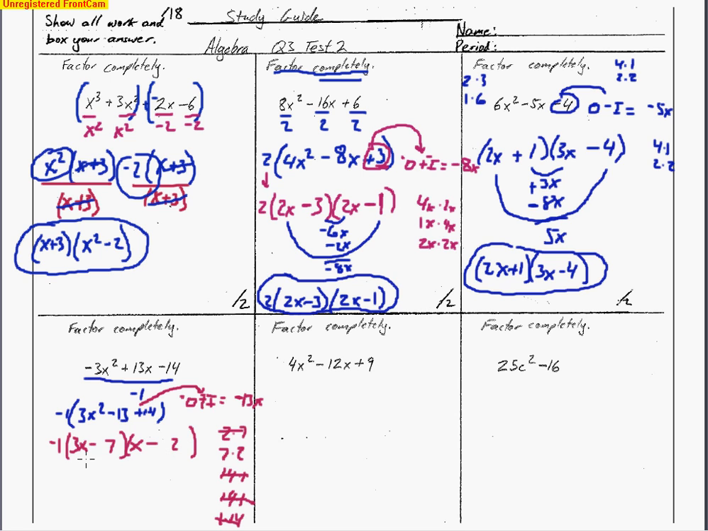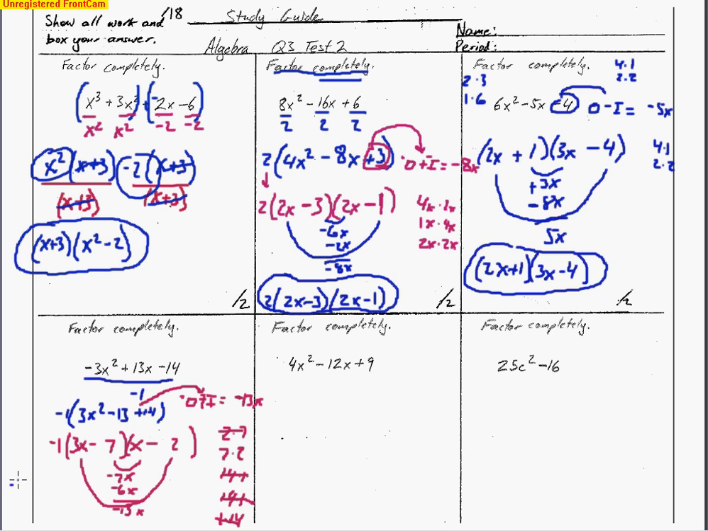So let's try this one, make sure it works. Otherwise, it's not going to end up factoring for us. So this makes 7x, negative 7x, makes a negative 6x. Yep, that does make a negative 13x. So it does end up working out. So we can go ahead and write those as our factors.